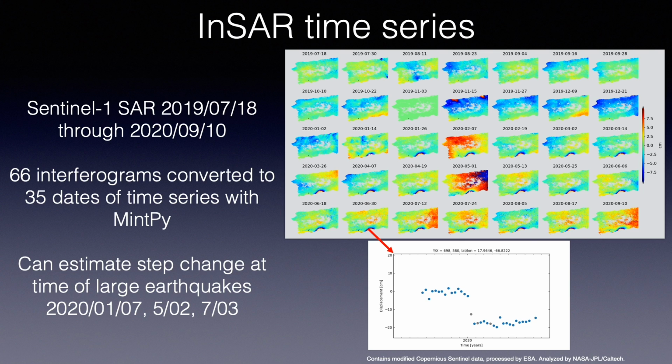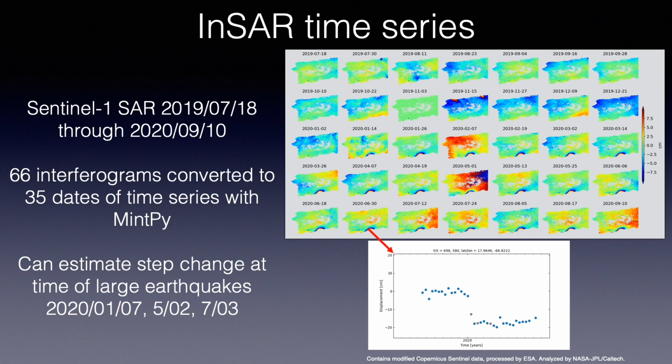Note that we can't separate exactly when that deformation happened because the satellite is only taking an image every 12 days, but we can form a time series for a given point. Here in this lower panel, I've made a time series for a point on the west side of Guayanilla Bay, and we can see the sudden jump in the line of sight displacement at the time of the January 7th earthquake. You can also see that there's some level of noise that's due to atmospheric variations.